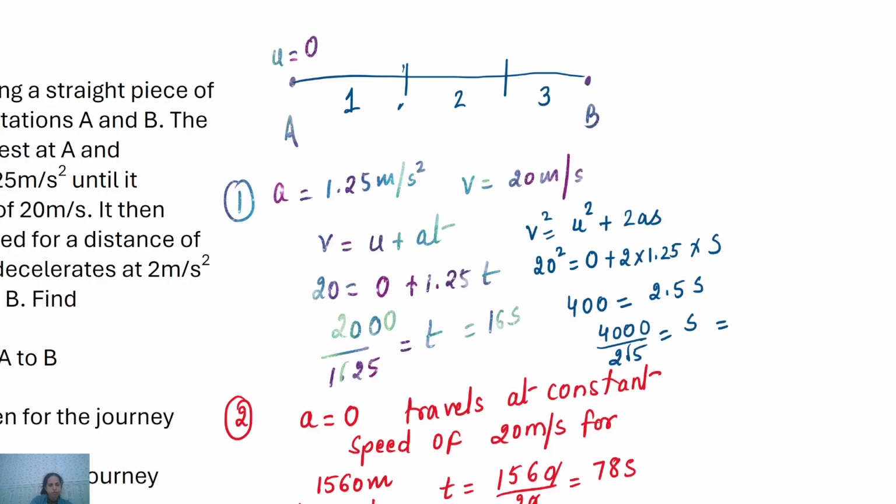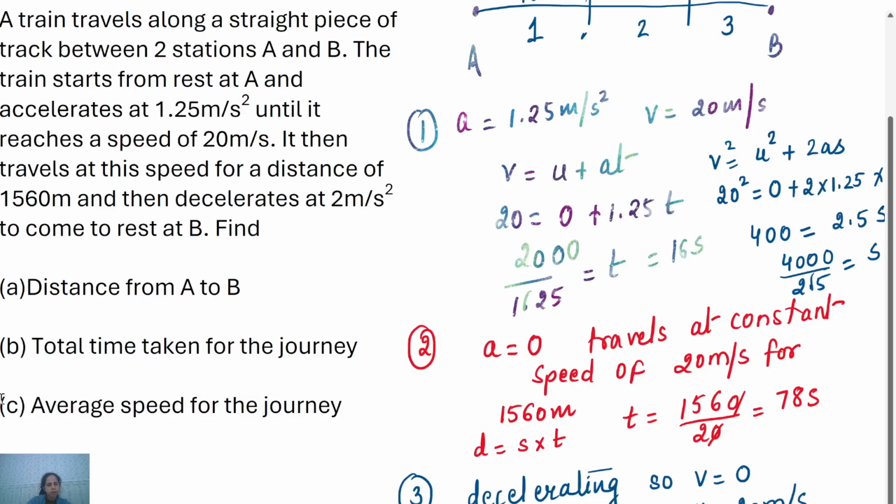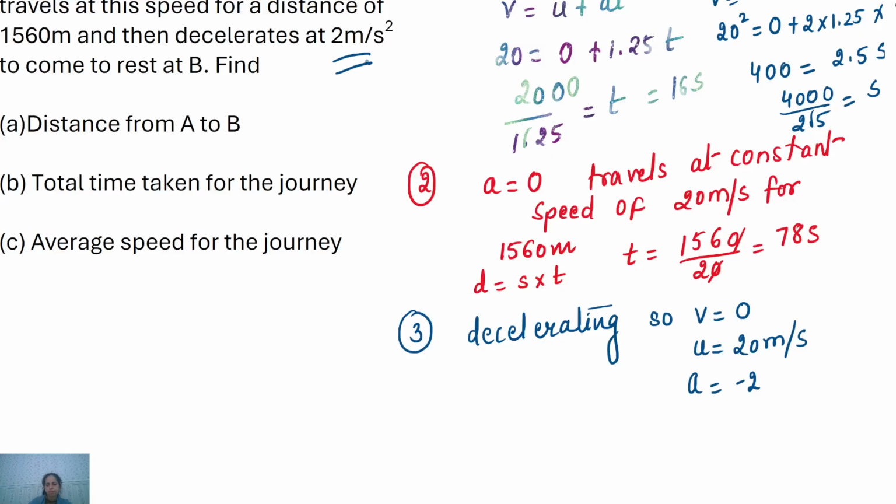So it has traveled 160 meters here and then 1560 meters here. Now I think it's asking us to calculate the total distance from A to B, so we need the final distance here. Now for this part, a is -2. See, it decelerates at -2, so we're going to use the same equation. Now if you don't do the diagram, or you don't do these kinds of partitions the way I've done, first part, second part, third part, there is a lot of confusion because you're using the same equations.